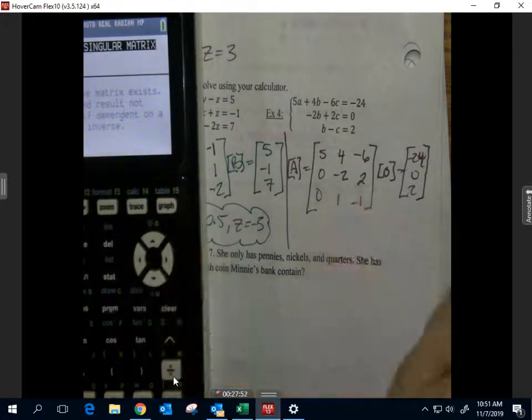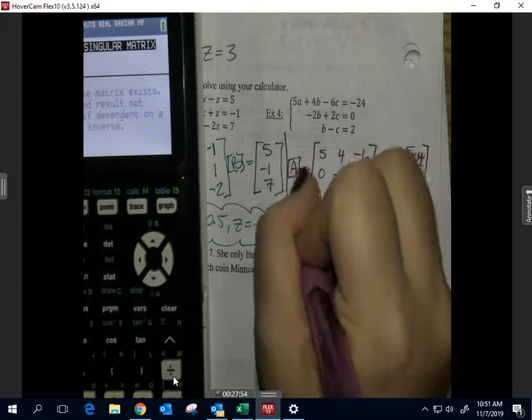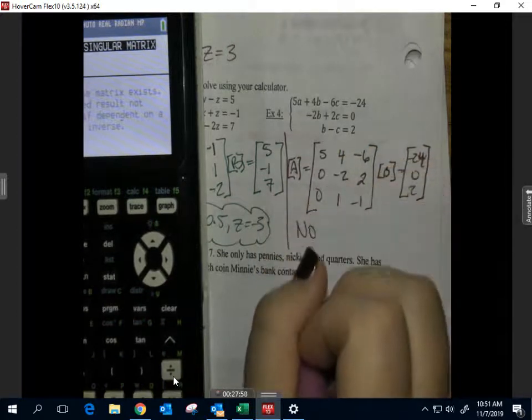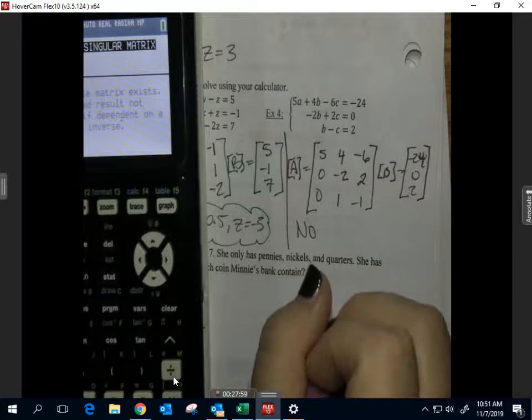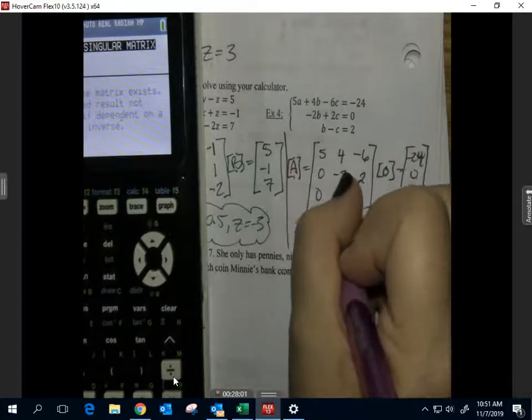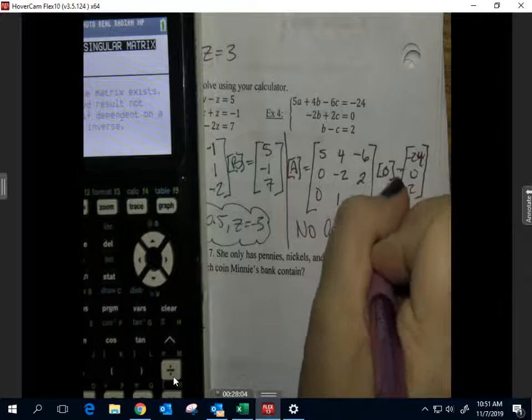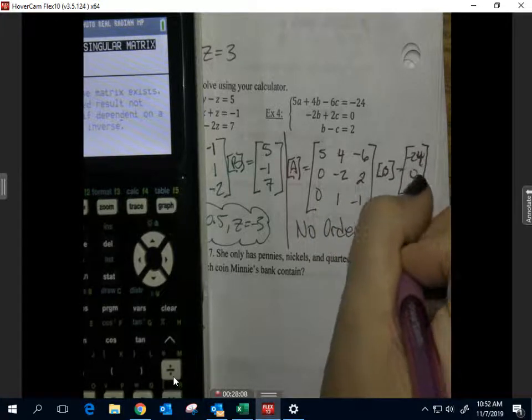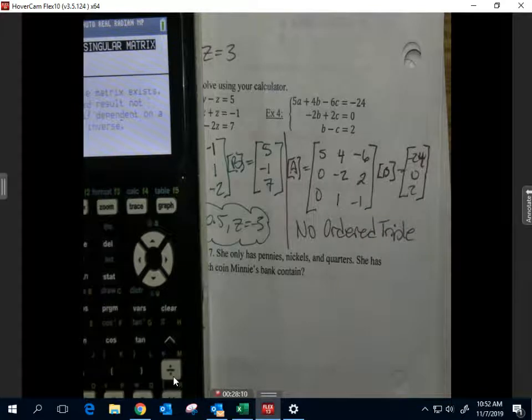Mm-mm. This one is a no. Let me see if I got the same thing. Let's see, it's called no ordered triplet, or triple. No ordered triple. Oh yeah, I did forget that. Basically no solution. Basically it's no solution. Okay?